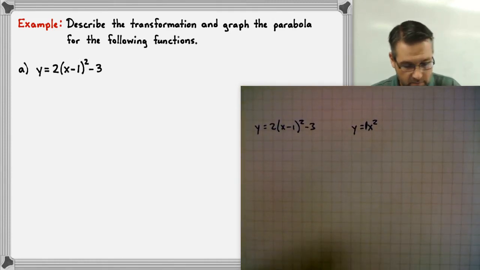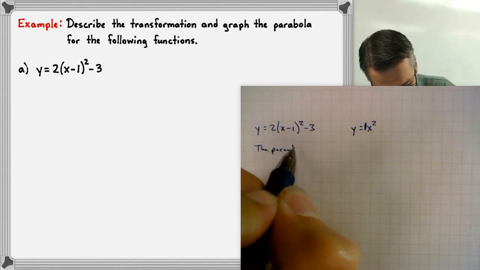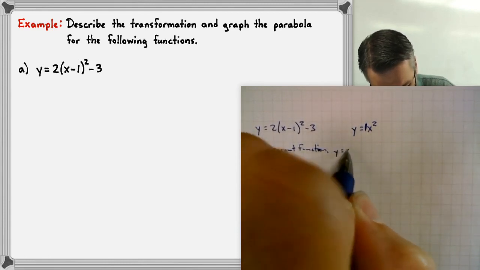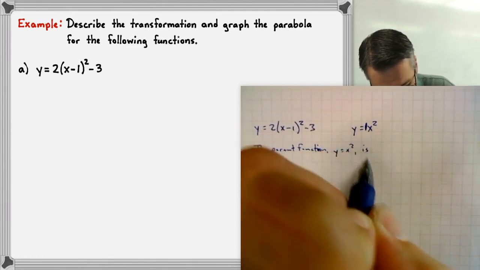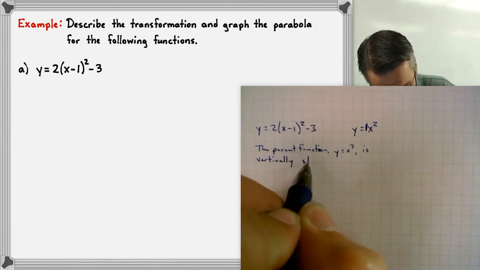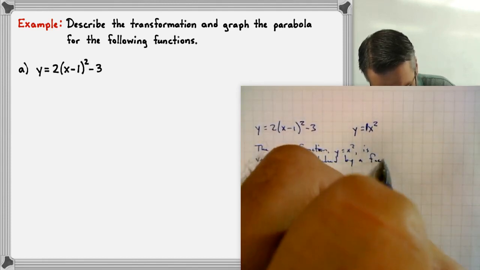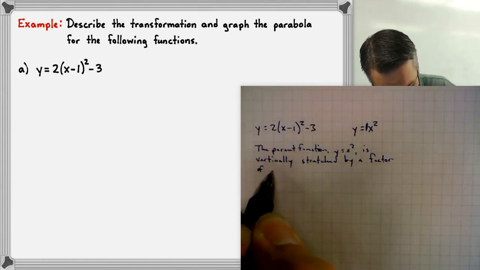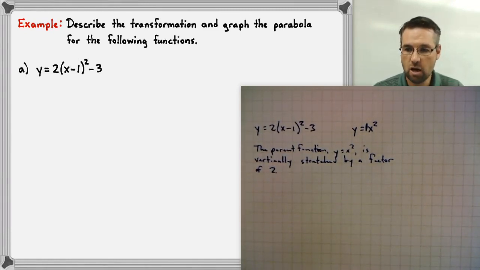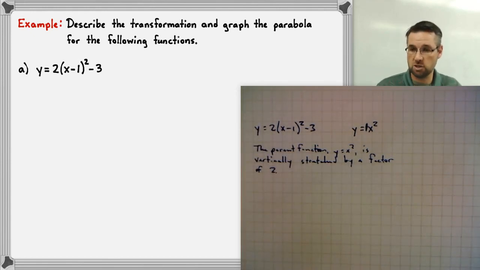So what we say is the parent function, and that is y equals x squared, is vertically stretched by a factor of 2. The parent function is vertically stretched by a factor of 2 because that a value is 2. If it was 3, then it would be vertically stretched by a factor of 3.